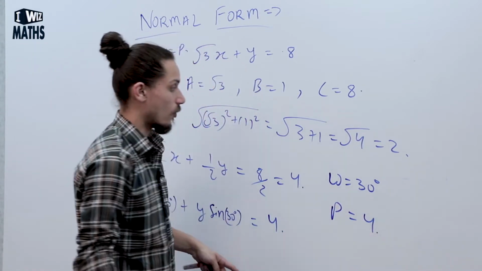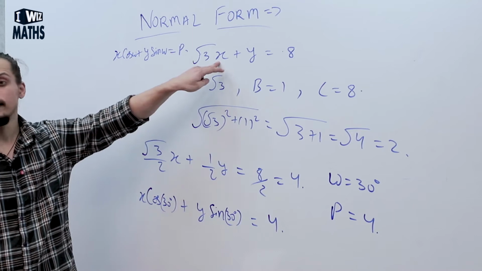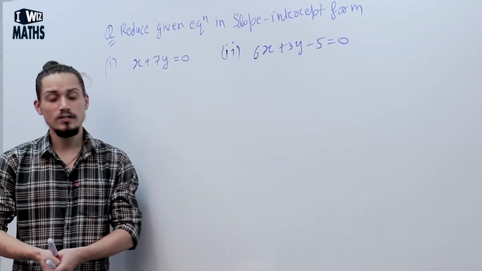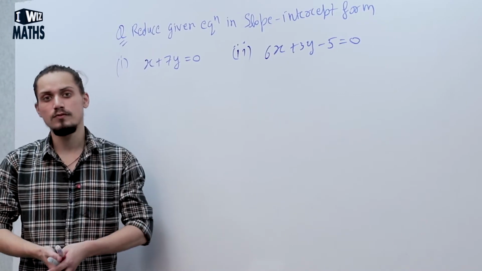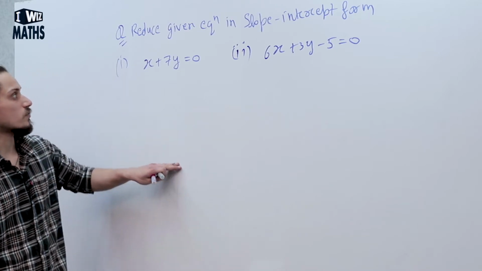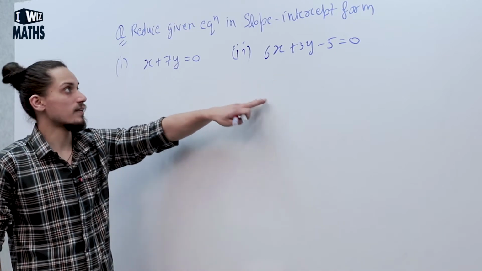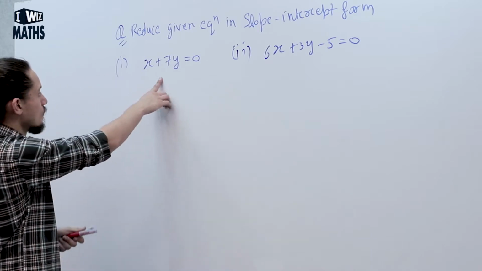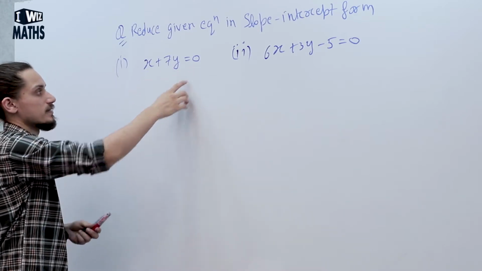So this is how you get the normal form of any general equation of line. Now let's solve some examples on different forms of the general equation of line. First, we have to reduce these two equations to slope intercept form. So let's take the first equation: we have x plus 7y is equal to 0.